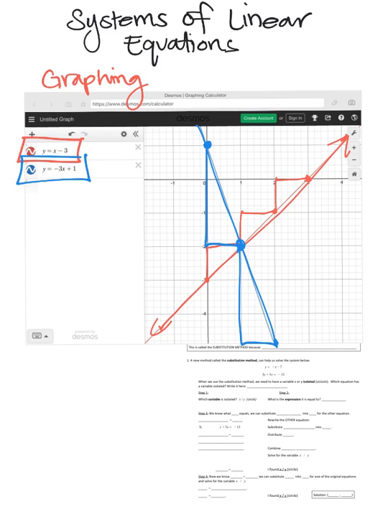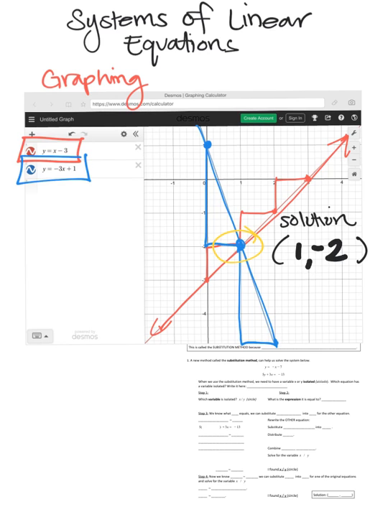So that's by graphing, but the solution is actually where they intersect. So if I want to know the solution, I need to look at where they intersect. And that point is at 1, -2.